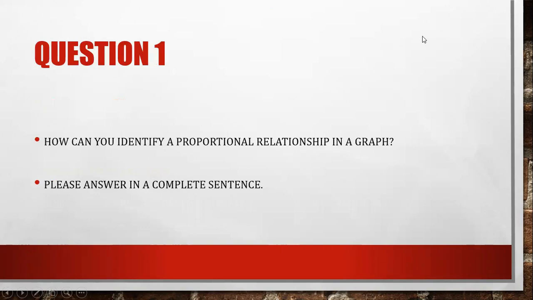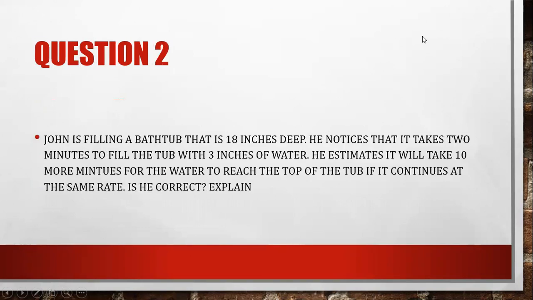Question number 1. How can you identify a proportional relationship in a graph? Please answer this question in a complete sentence. Question number 2. John is filling a bathtub that is 18 inches deep. He noticed that it takes 2 minutes to fill the bathtub with 3 inches of water. He estimates it would take 10 more minutes for the water to reach the top of the tub if it continues at the same rate. Is John correct? Explain your answer.